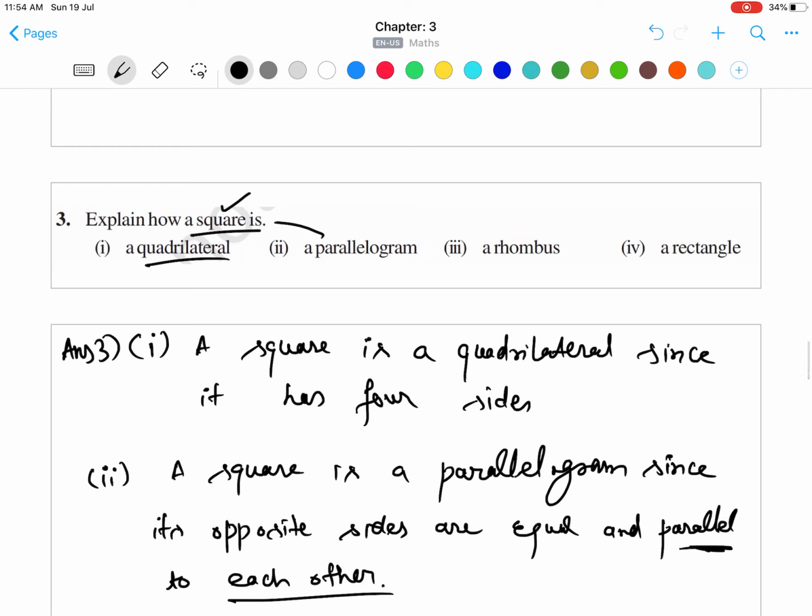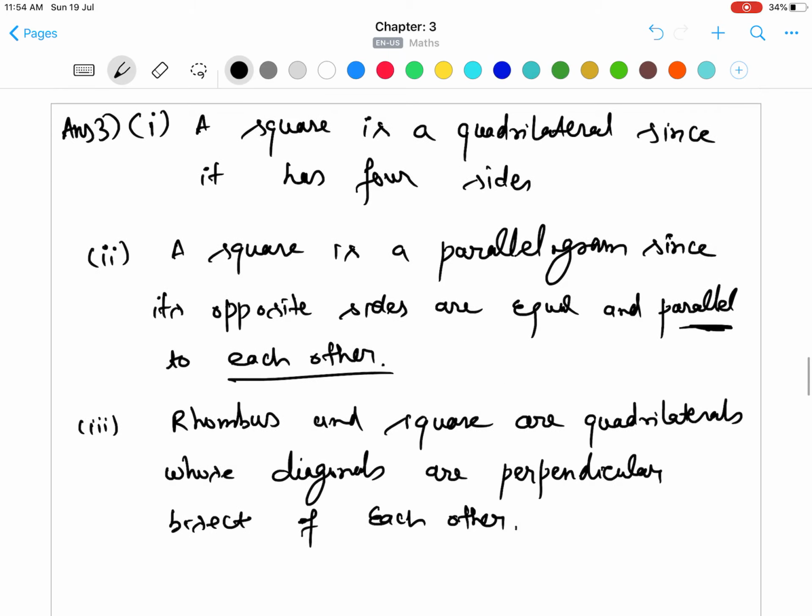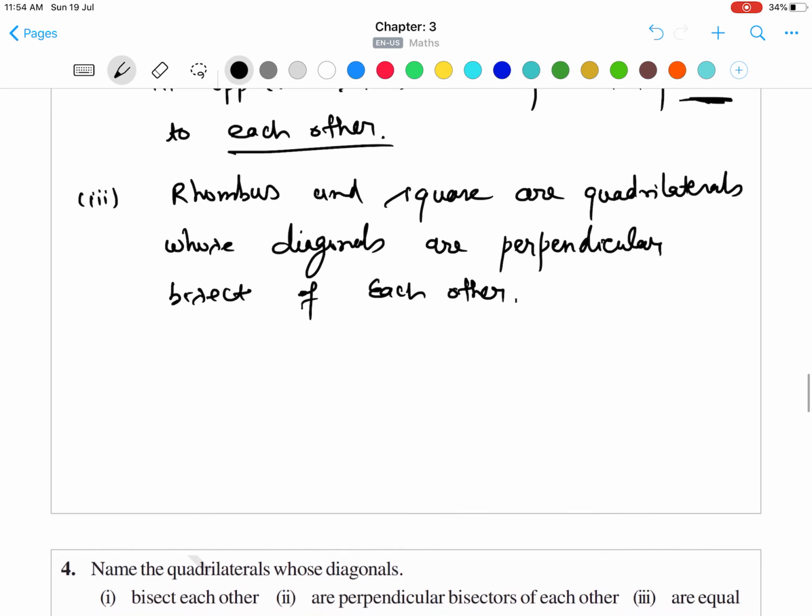Okay, next one is explain how a square is a rectangle. Okay, a square also has opposite sides parallel and equal. In a rectangle also opposite sides are parallel and equal, and in a square all angles are of 90 degrees, and in a rectangle also all four angles are of 90 degrees.